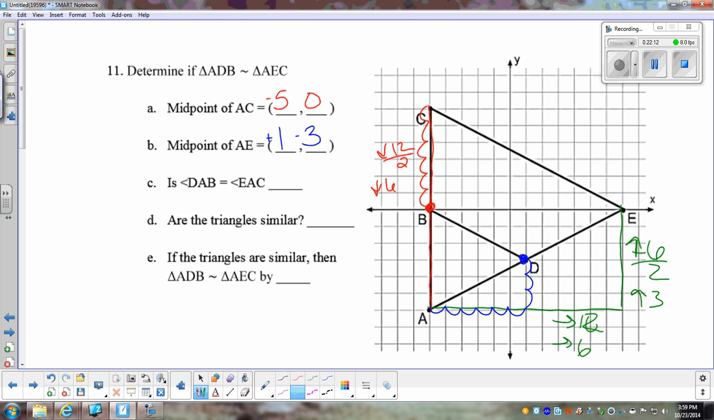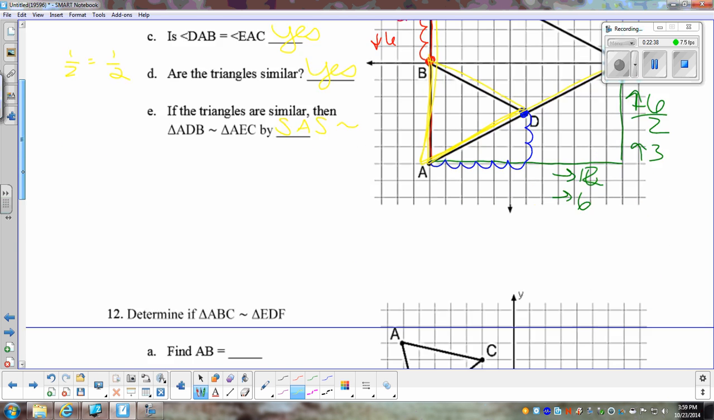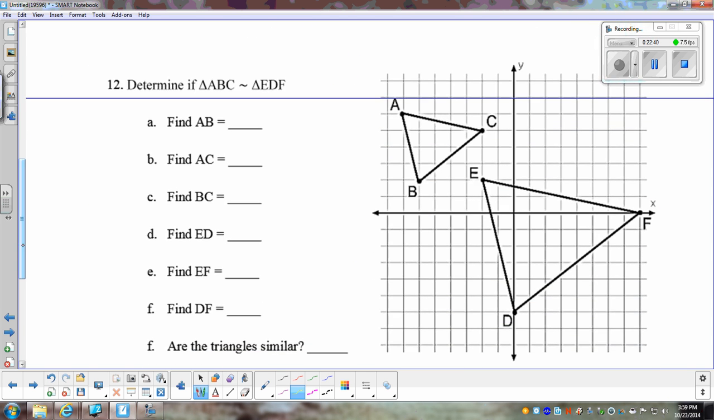So, and then I'm looking at, is DAB the same as EAC? Yes. Are the two triangles similar? Well, yes. But as we look here, ABD, well, B and D are the midpoints, so this is half of the length. So my ratio is 1/2. So these are similar by side angle side similarity. Next one.